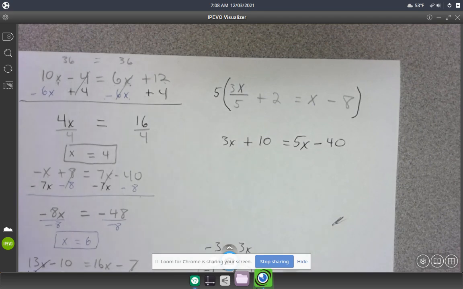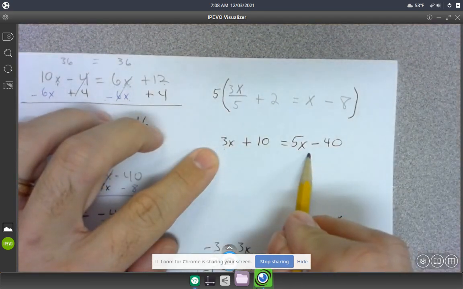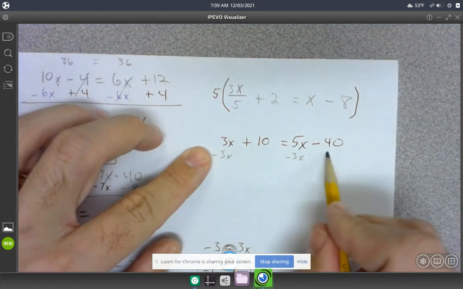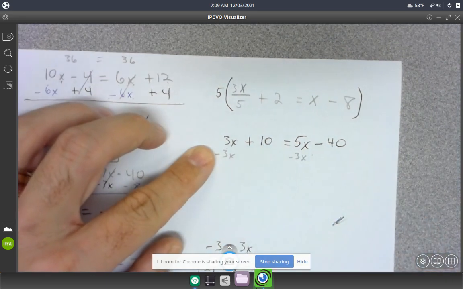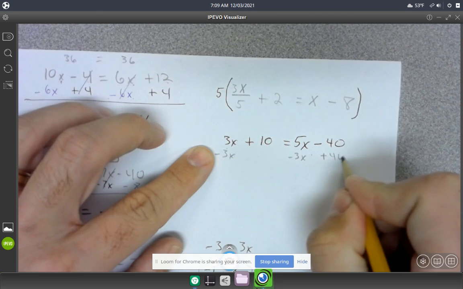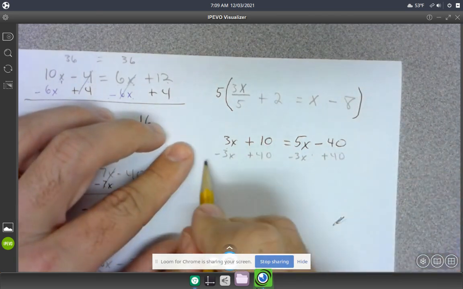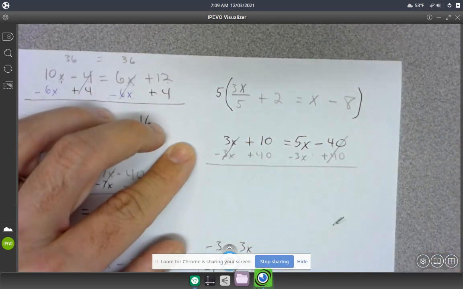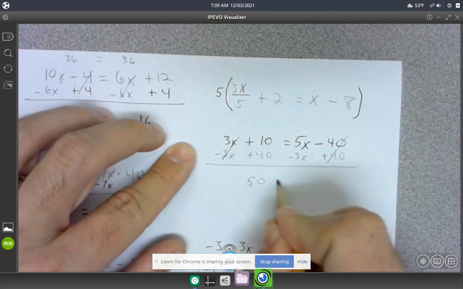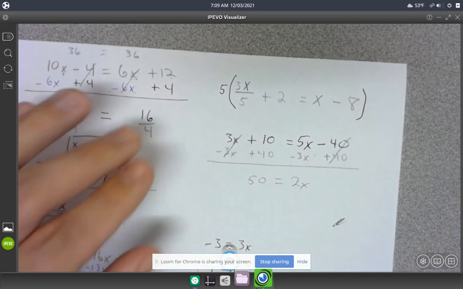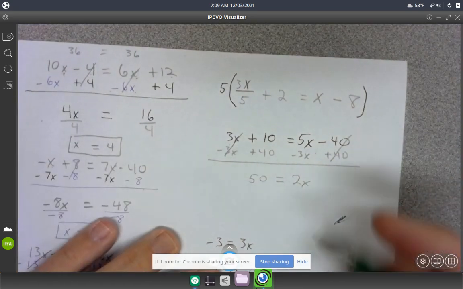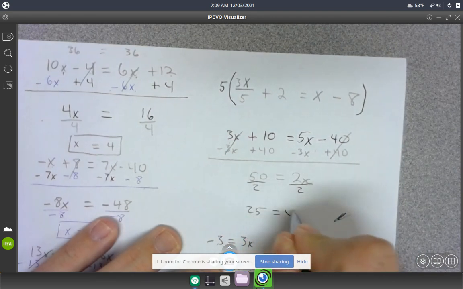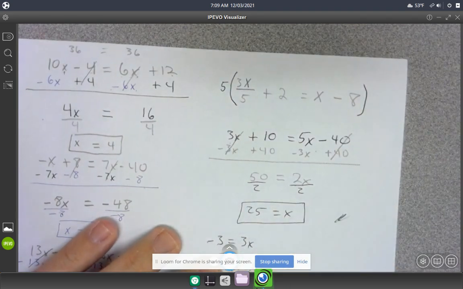Again, I'm going to move my x's to the right-hand side, so subtract 3x. And I'm going to move my 40 to the left-hand side, my constant terms to the other side, so plus 40. Here, the 3x's will cancel, the 40's will cancel. That leaves me with 50 equals 2x. Divide by 2, and you got your answer. 25. Cool. And that is it.